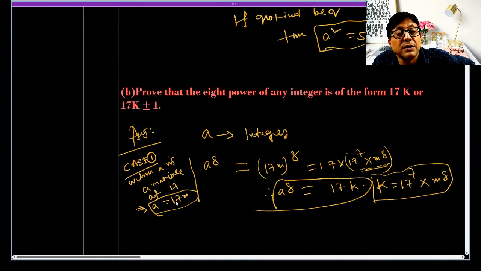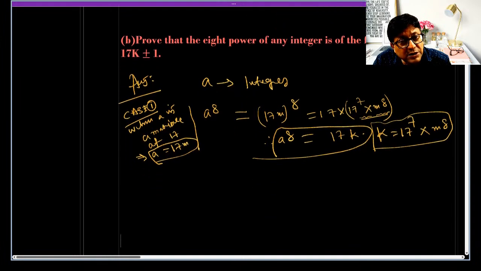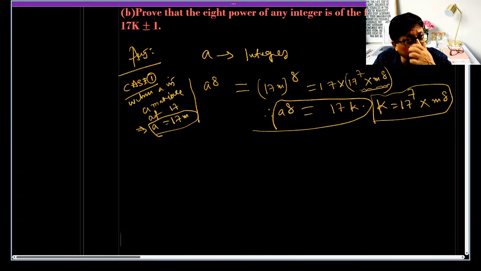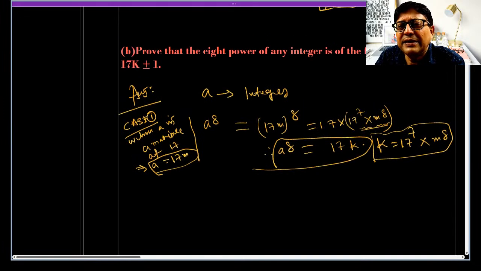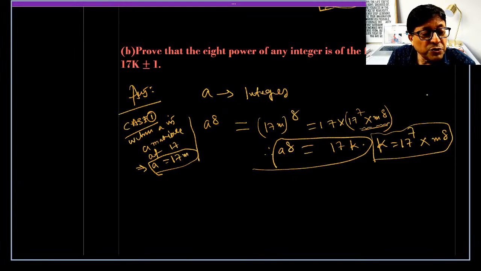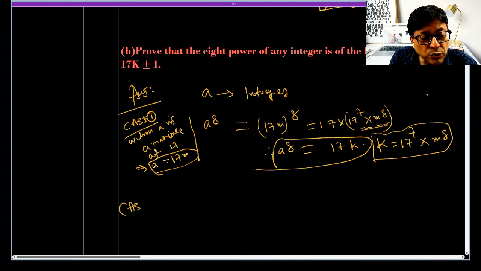But the other part, 17k plus 1, why? Because that number may not be a multiple of 17. You understand? The first case I have taken, it is 17m. But who told you that it will always be a multiple of 17? So we will go by case 2.